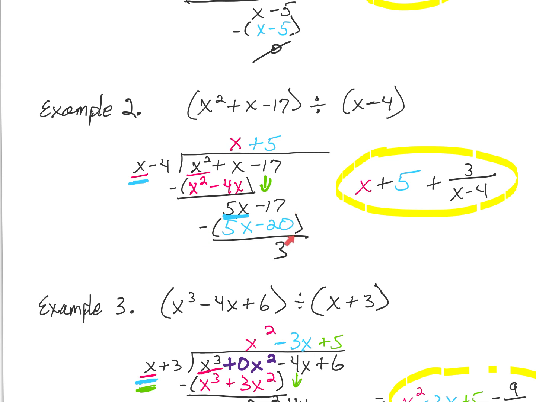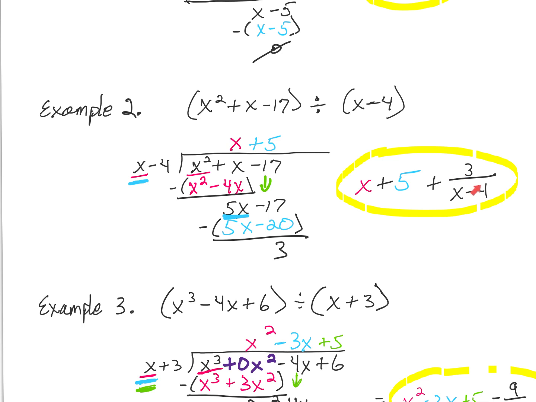Again, always putting that in parentheses so that we distribute this subtraction, or this negative, to both of these terms. So 5x minus 5x is 0. Negative 17 minus negative 20. Well, minus a negative 20 is going to become plus 20. So negative 17 plus 20 is 3. And we have a remainder of 3.